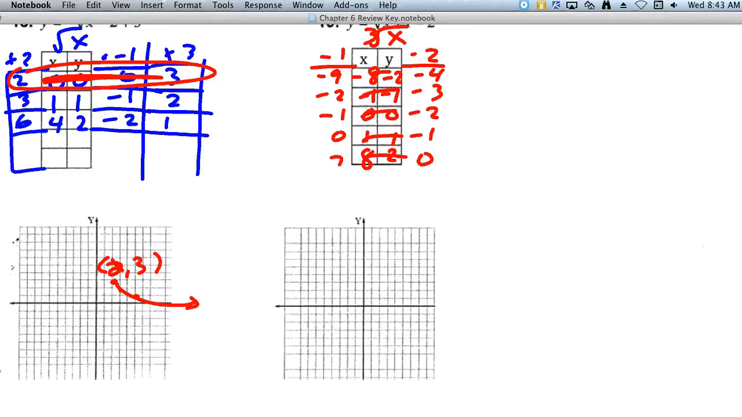Now we plot the points, -9, -2, -1, 0, 7 across, and -4, -3, -2, -1, 0 up and down. Not showing up real great. The middle ones always look like a line. And make sure you draw arrows on these. They're important, arrows on the ends, and it's very smooth, S-like.